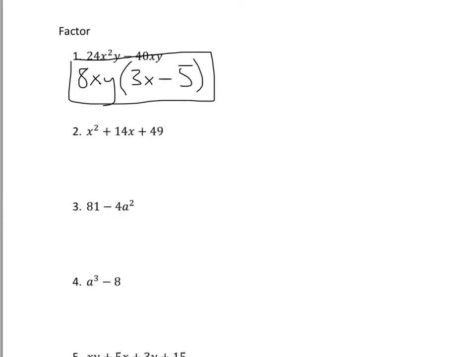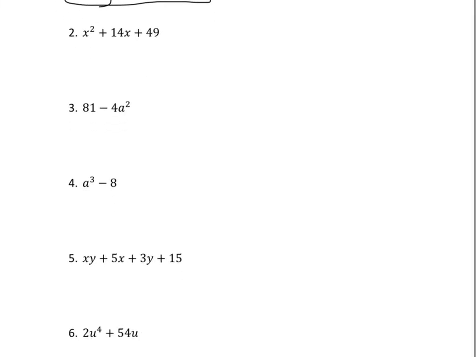Second one here. Now we're going to get into some of those special versions. Hopefully you'll notice here that x is like a, and this back here would be your b squared. So if x is a, we've got a squared plus 2ab plus b squared. Well, b squared here would be 49, so b would be 7. Does 2 times 7 make 14? Yes, it does. So this is actually in the form a squared plus 2ab plus b squared, where b is 7 and a is x.